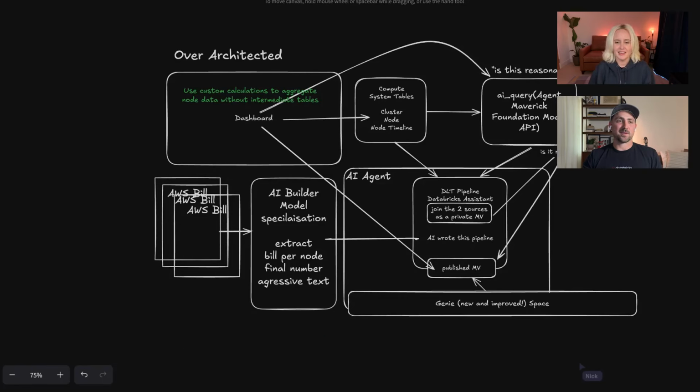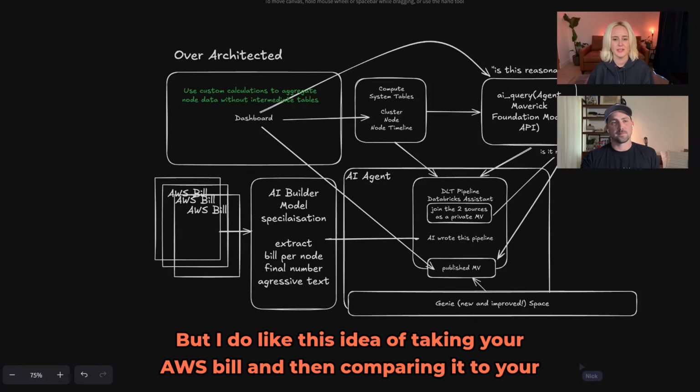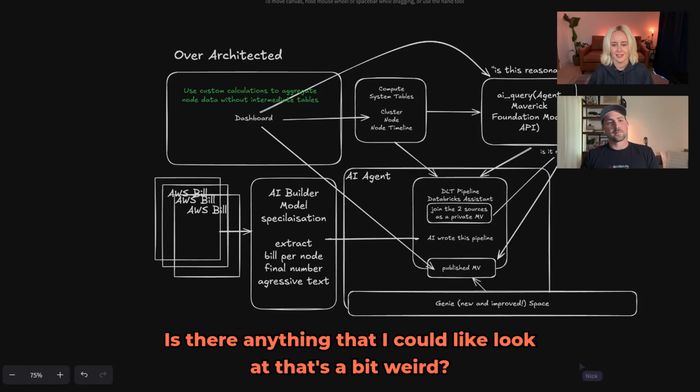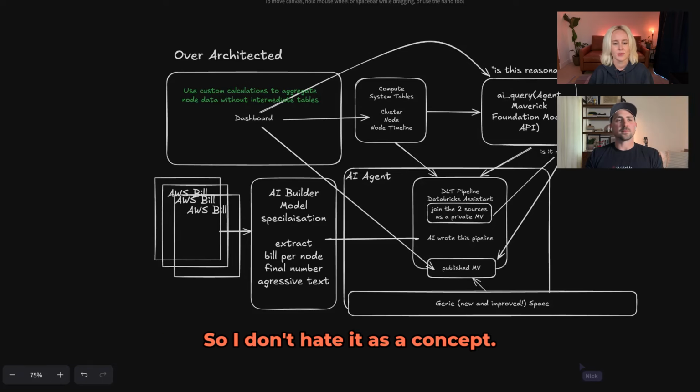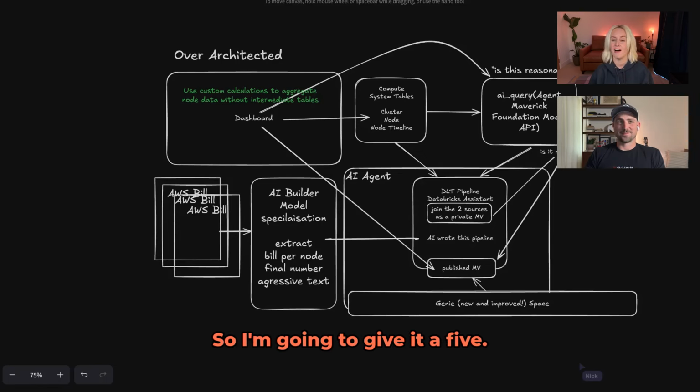I mean, the excessive reasonableness is all over the place. But I do like this idea of taking your AWS bill and then comparing it to your system tables to be like, hey, does this make sense? What's going on here? Is there anything that I could look at that's a bit weird? So I don't hate it as a concept. I just hate the way that we've built it. So I'm gonna give it a five.